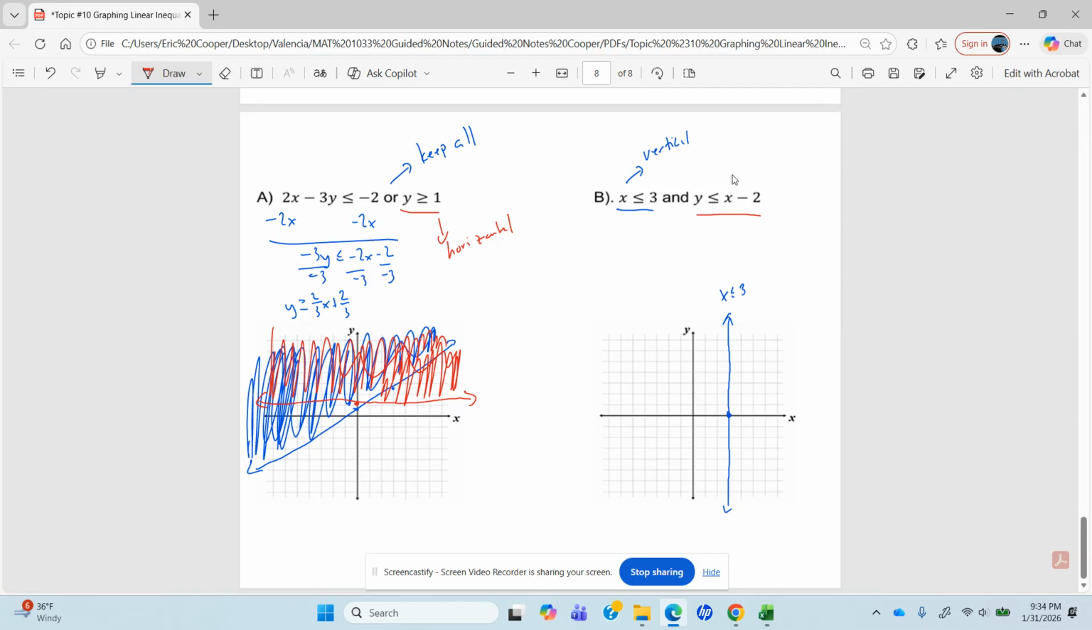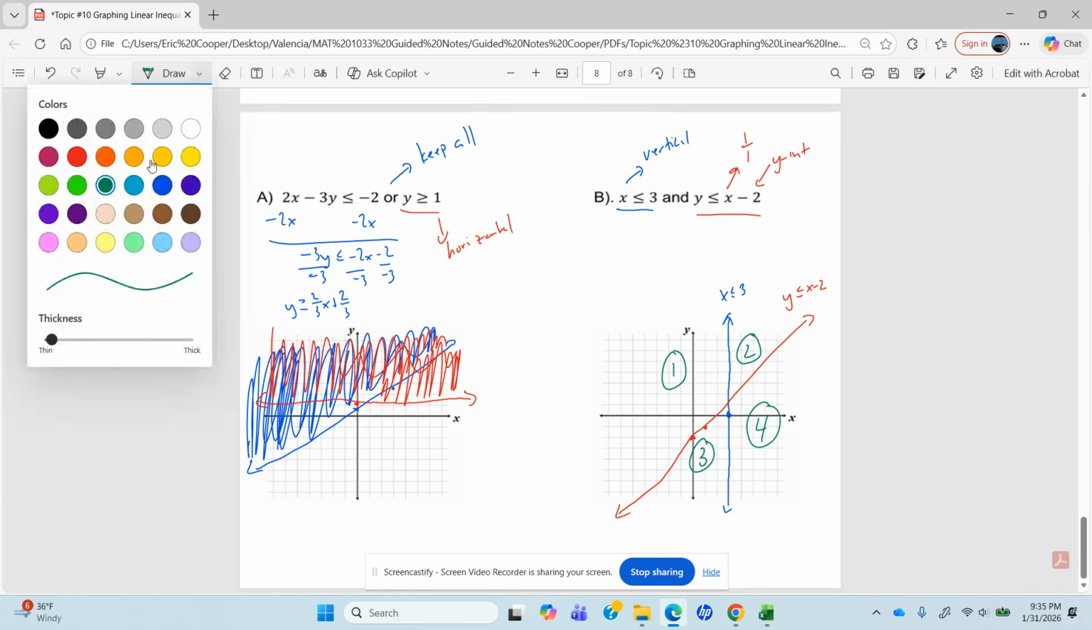Y is less than or equal to X minus 2. The y-intercept is negative 2, so I will start 2 down. The slope is 1 over 1, so up 1 to the right 1. And it's got the line underneath, so it is a solid line through. Here is y is less than or equal to x minus 2. Again, if you take a look at it, I've kind of got 4 different regions. I've got one big one here, 2, 3, and 4. I have 2 lines crossing, so they kind of make this x.